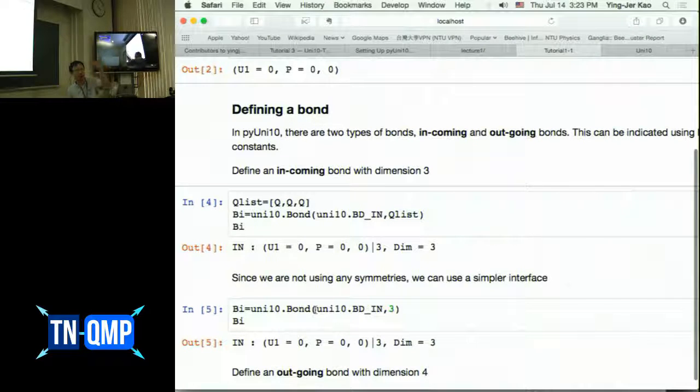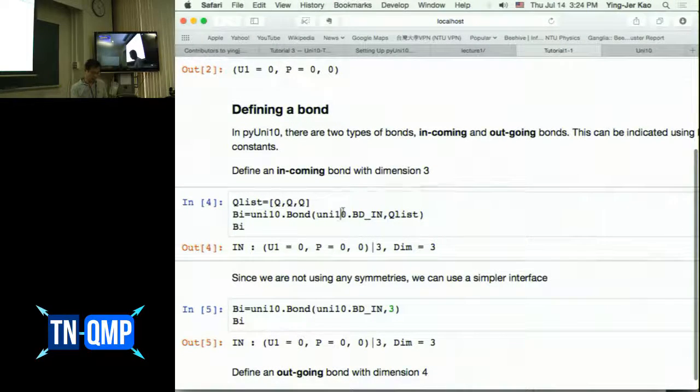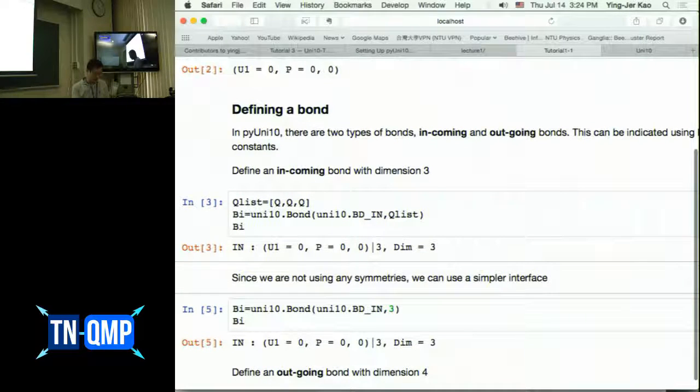So there's 3 states with charge 0. So I define a bound called BI, and this is the bound, so it's an in bound. These are the quantum numbers. This is the degeneracy, and the dimension is 3. Okay, and we're not going to use symmetry in this first part of the tutorial.